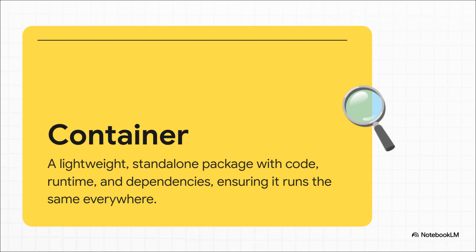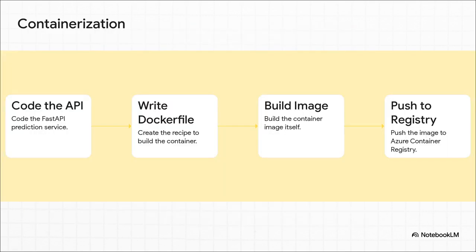Now, to get our model running on a system like Kubernetes, we can't just have a bunch of Python scripts. We have to package it all up into a standardized, self-contained unit called a container. You can think of it like a perfectly sealed box that has our application and everything it needs to run. That way, it works the exact same way no matter where you put it.